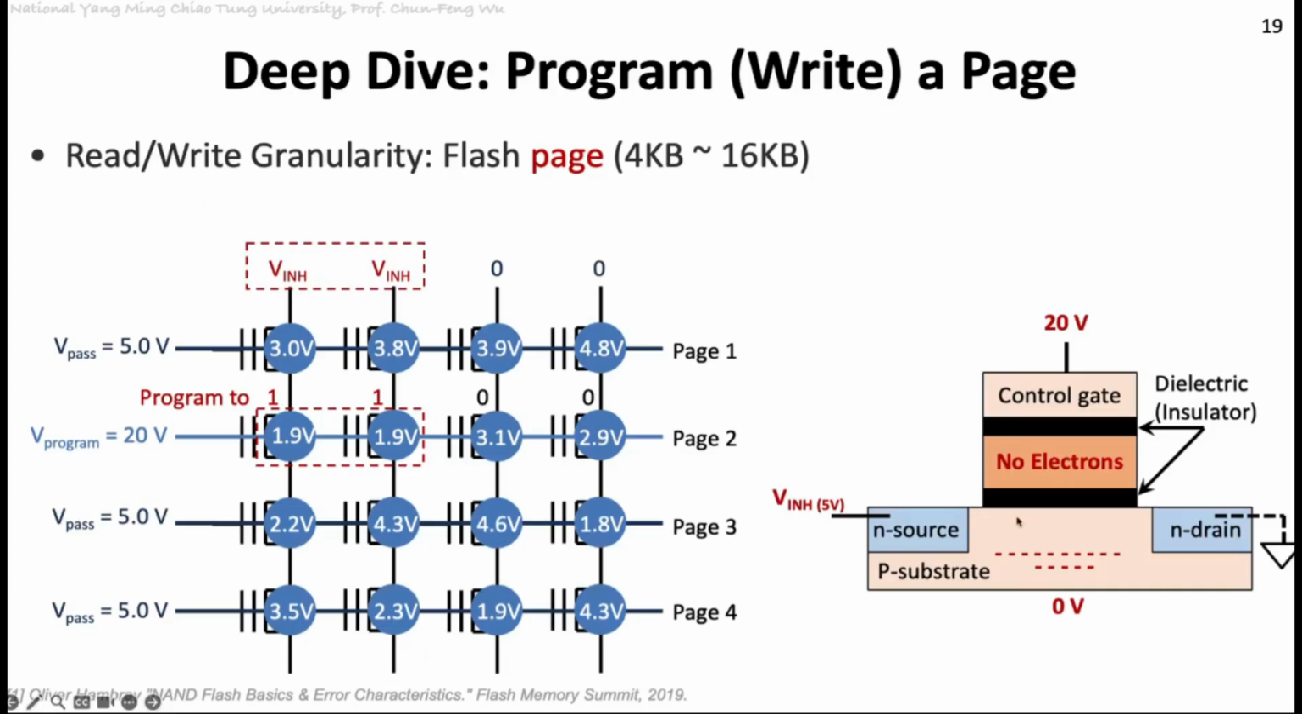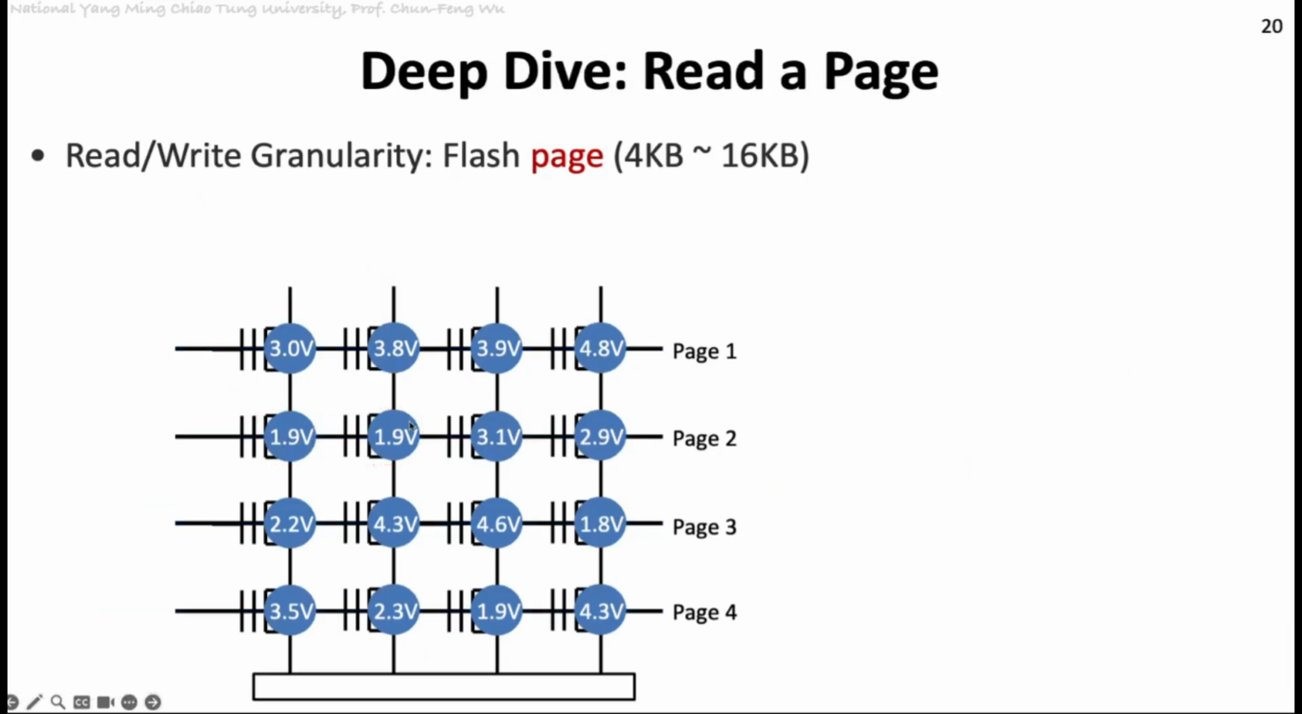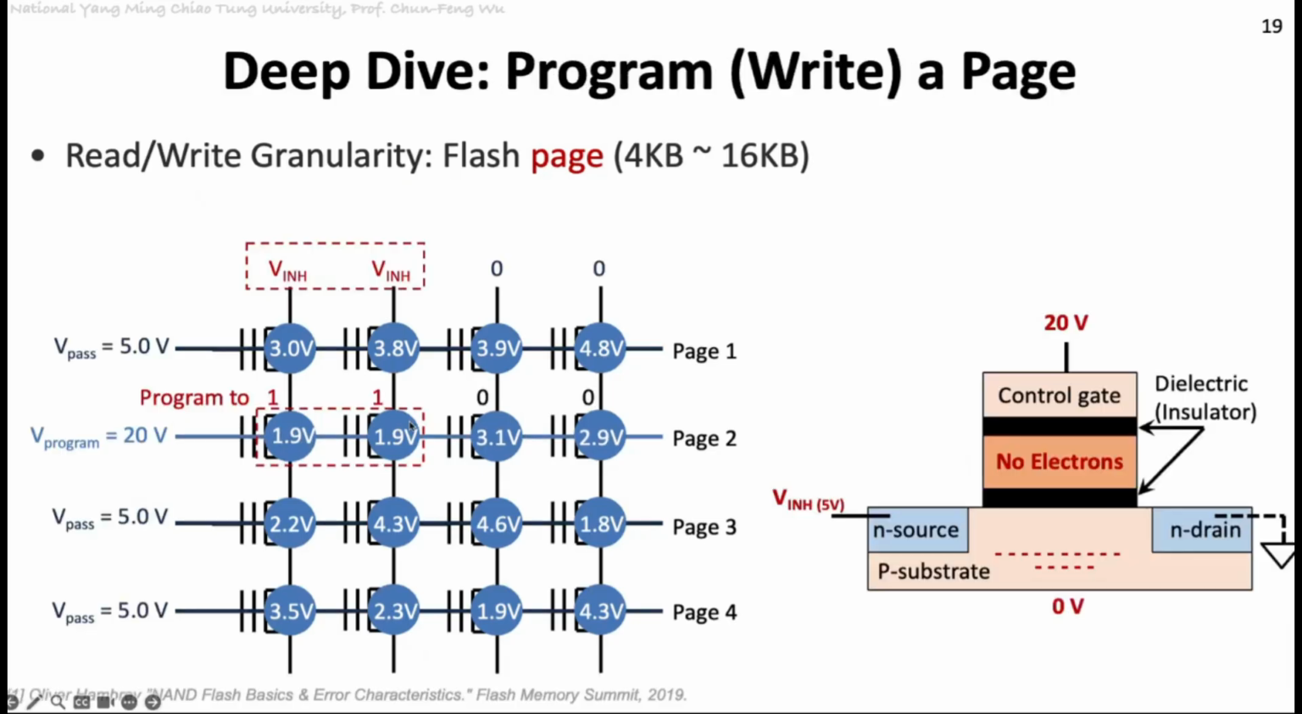Okay, so with this inhibition voltage, we can prevent those floating gates that should not be programmed. In this case, the first two memory cells can still stay in the low voltage state for their floating gate. Okay, so that is about right. And in this case, you can configure the inhibition voltage value, and then you can write the data in one page. Okay.